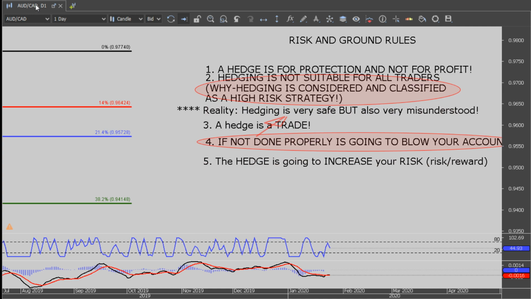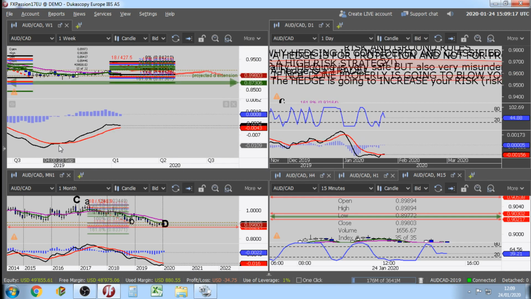Okay, everybody, we are on AUD CAD. Do you want to check some other currency pairs that we can talk about the hedging, the strategy, what is the hedge? First come, first served.